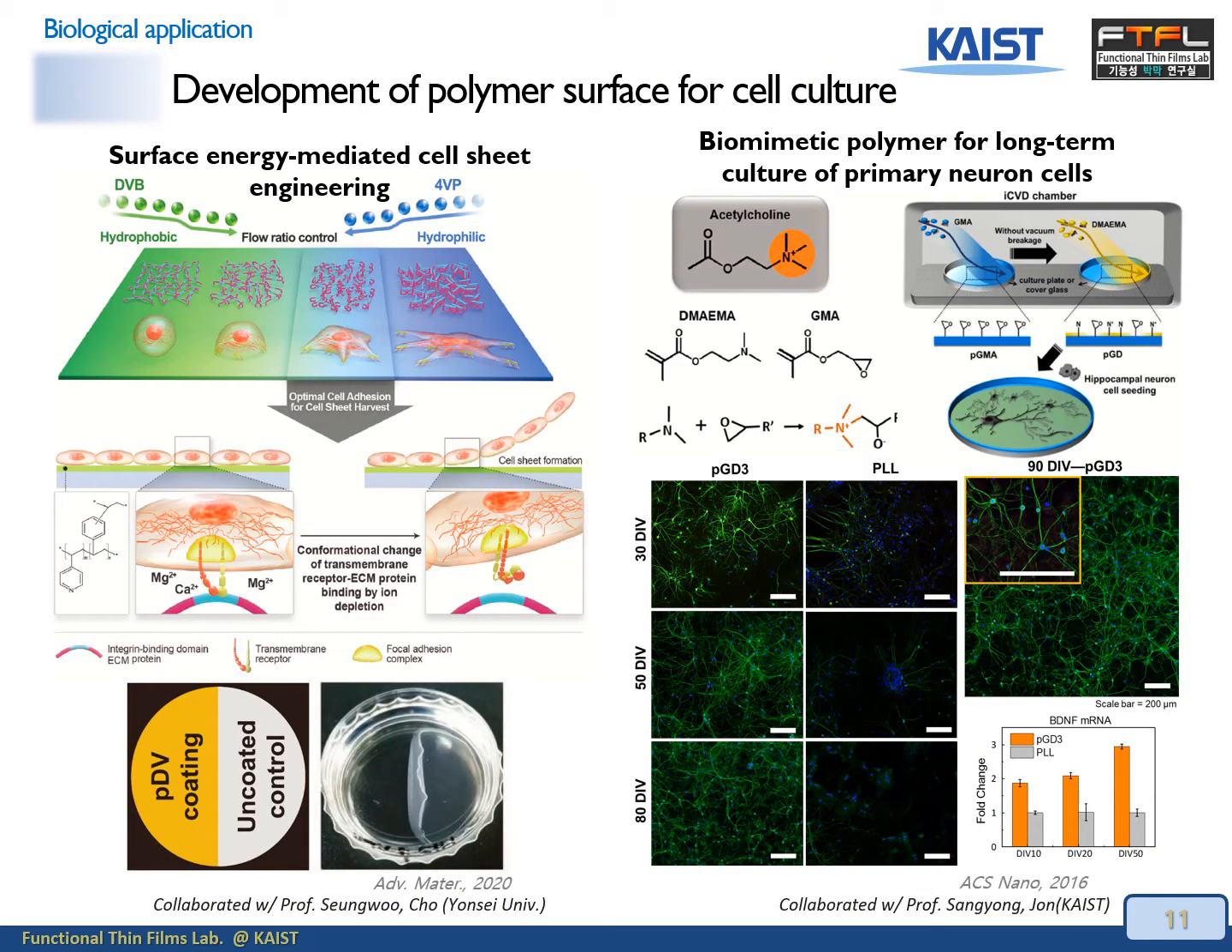Also, our lab utilizes polymer thin films as various means in cell culture systems via the iCVD process. We have developed several thin film cell culture platforms using the iCVD process, which has the advantages of a vapor phase process. By modulation of copolymer composition and controlling the surface free energy, we developed a cell sheet technology that can control the cell-substrate adhesion. It was also used for long-term culture of primary neuron cells using a biomimetic polymer.